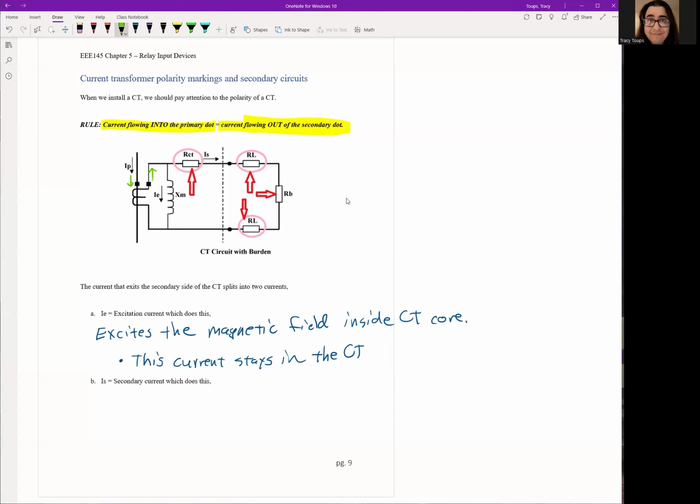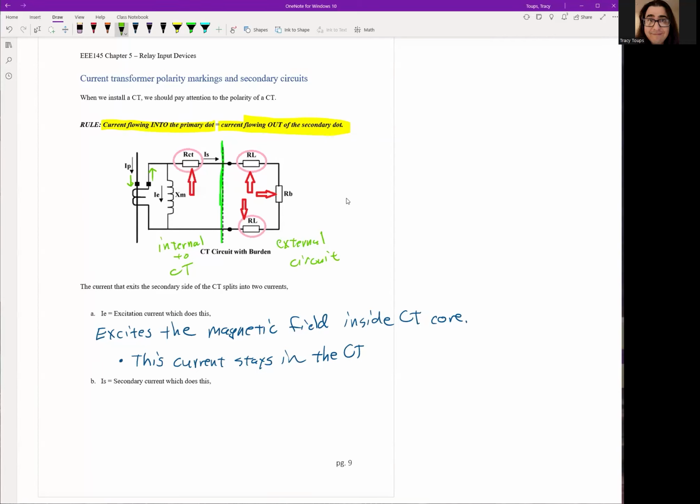So you can see right here, this dotted line is the border of the CT. Anything to the left is internal to the CT. Anything to the right is the external circuit, okay? So the first one is internal to the CT.